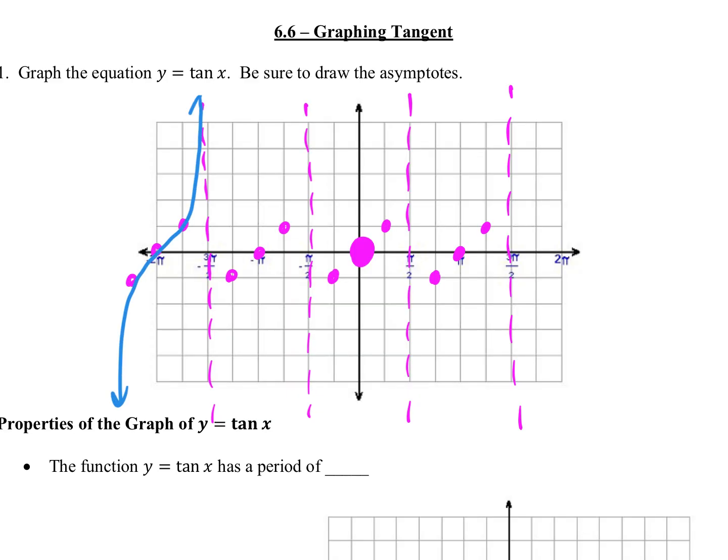Then we're going to connect our dots by hugging those asymptotes. Don't cross those vertical asymptotes, but I do want you to get close to them.